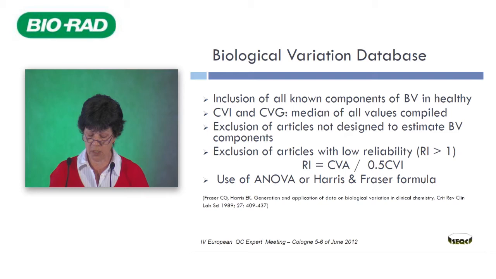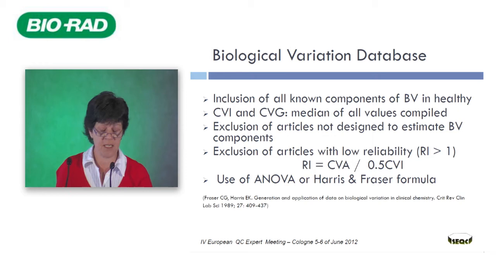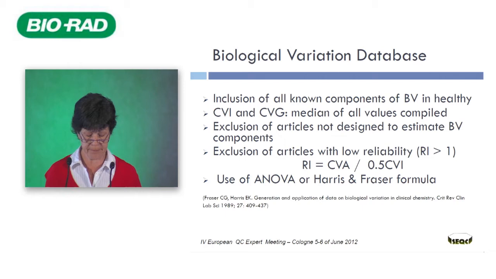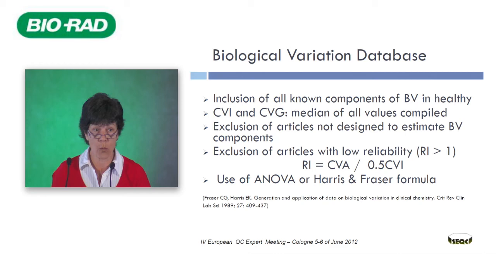Using the ANOVA or the proposed formula from Harris and Fraser as mathematical model to estimate the components of biological variation. Any article that didn't sufficiently describe what model had been used was excluded. In the sixth edition, we made some modifications and exceptions to these criteria. Inclusion of articles with low reliability index when no other papers existed. This affected the following analytes: factor 5 coagulation, troponin T, and noradrenaline.